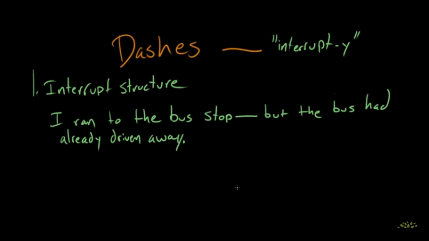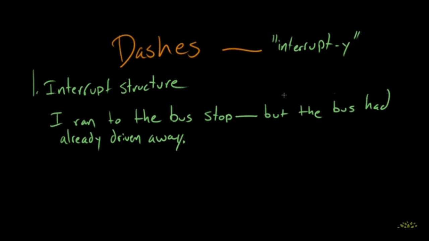Like the comma, the dash is uniting these two independent clauses: I ran to the bus stop, the bus had already driven away. A comma, but would connect those two independent clauses the same way that dash, but is connecting those two clauses. But it has a slightly different connotation. It's just more abrupt in the way that it connects these two things together.